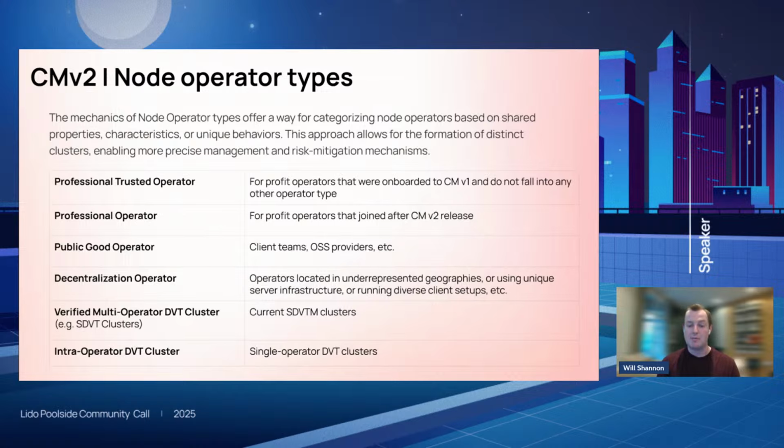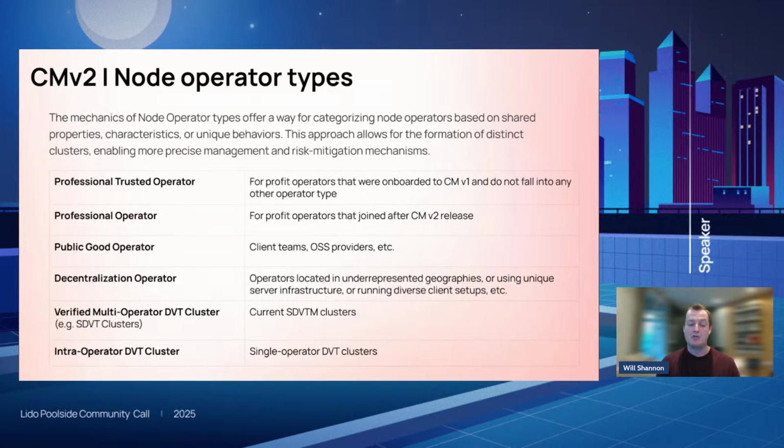Next would be decentralization operators. This would be another way to incentivize node operators that are spending more resources on running distributed validator setups across geos with more expensive infrastructure and more diverse client setups, and really making sure that there is still a focus on having a best-in-class operator set in terms of decentralization. Next could be verified multi-operator DVT clusters. This is interesting in the context of the simple DVT module, which is expected to be wound down in 2027. Potentially, you could see consolidated validators from that module move into the curated module V2, where they would also potentially be able to take advantage of these features.